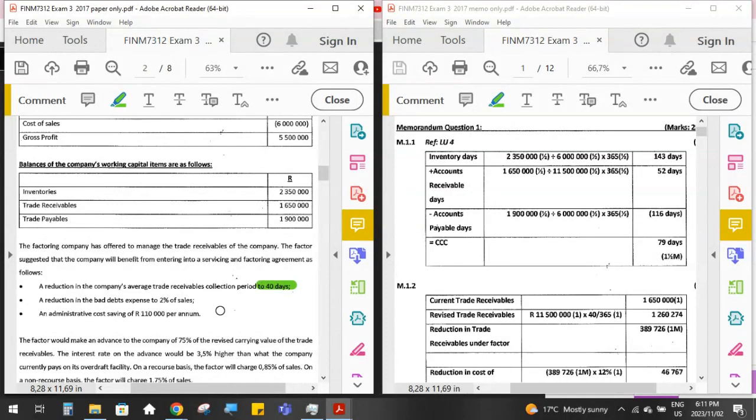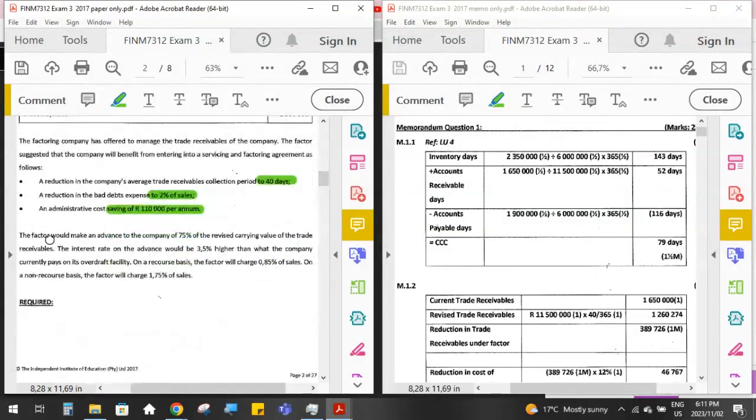Look at the language. Sometimes they say we'll reduce the collection period by 15 days, or to 15 days, or whatever. So you have to make sure you've read it correctly. A reduction in the bad debts expense to equal 2% of sales, and we will have a saving of 110,000 Rand per annum in our admin expenses.